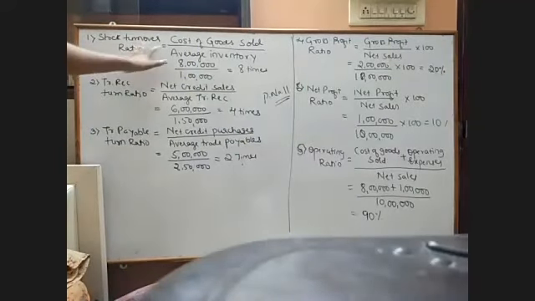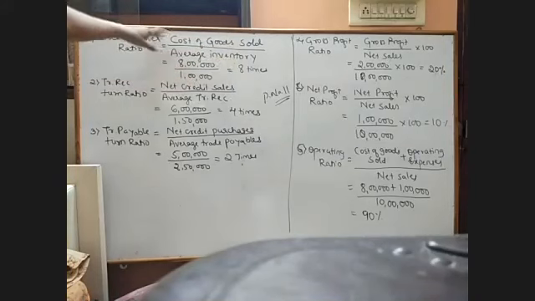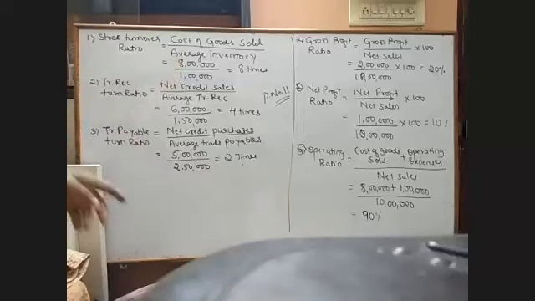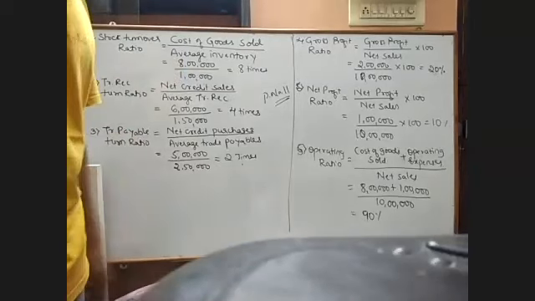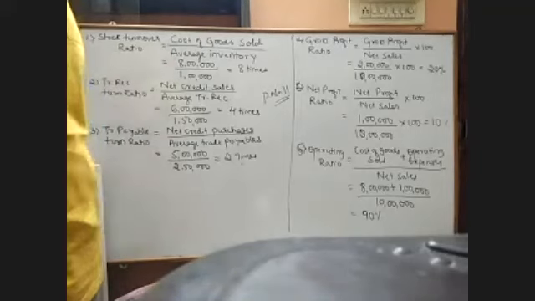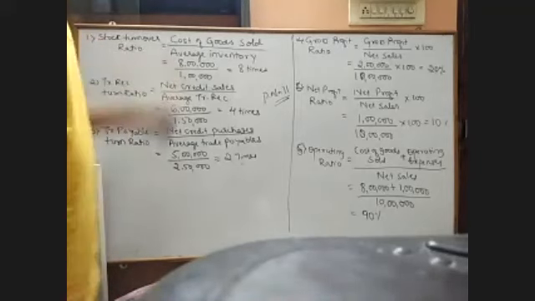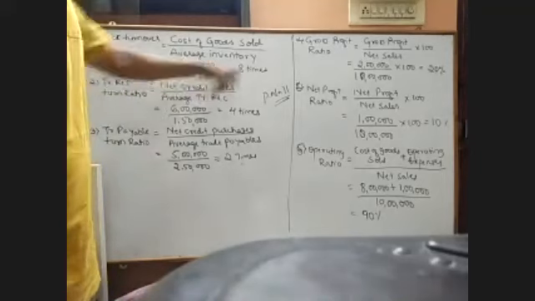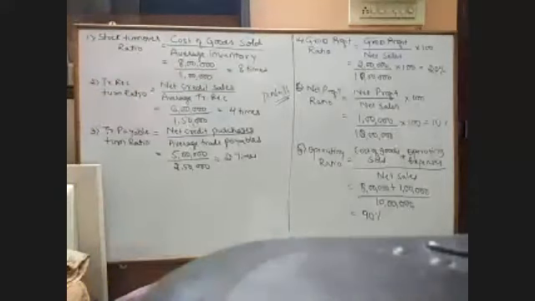Stock turnover ratio is equal to cost of goods sold divided by average inventory. Cost of goods sold is not given in the problem. So hence what we did is we applied the formula net sales minus gross profit. The net sales is 10 lakh minus gross profit is 2 lakh. We get 8 lakh as cost of goods sold divided by average inventory, which is 1 lakh. That is already given in the problem. So the answer is 8 times.